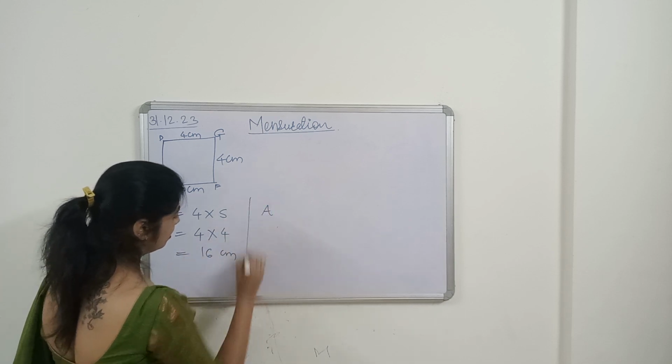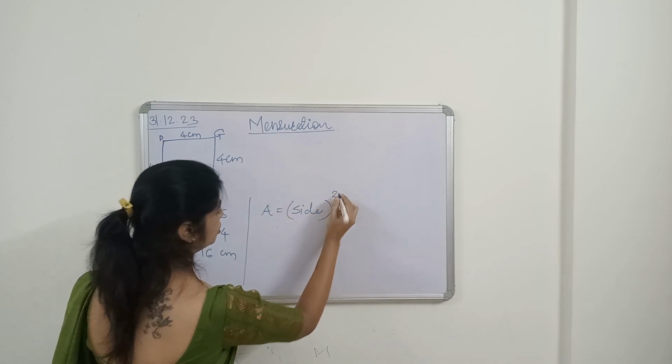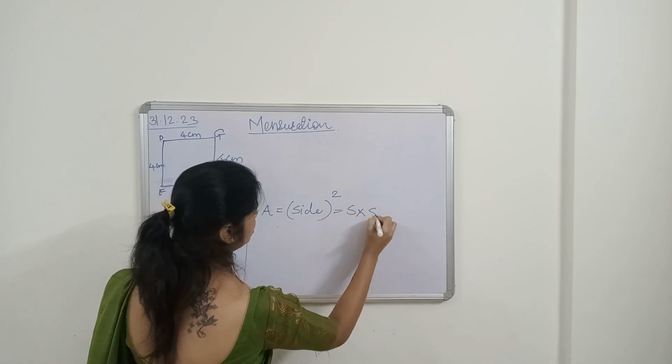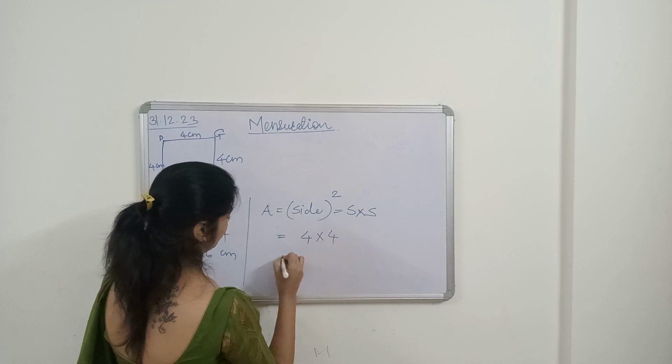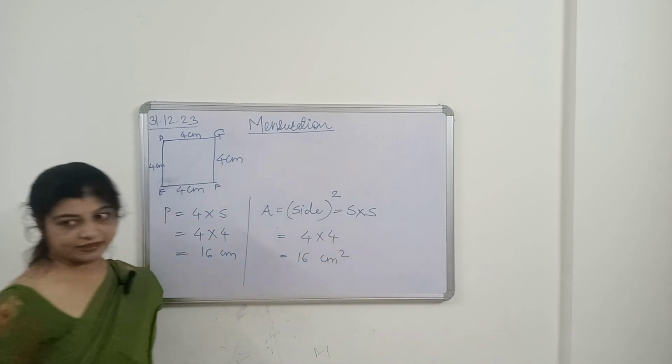And area is side square. Square, 2 at the top, means side into side. So this is 4 into 4, that has become 16.